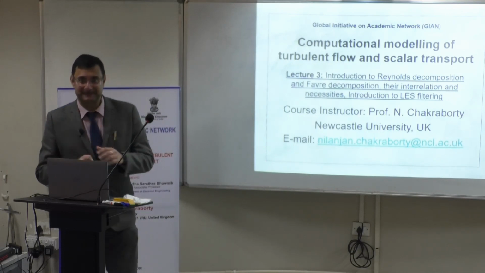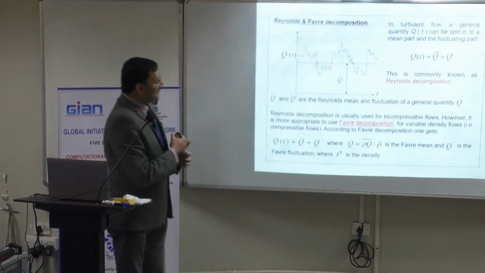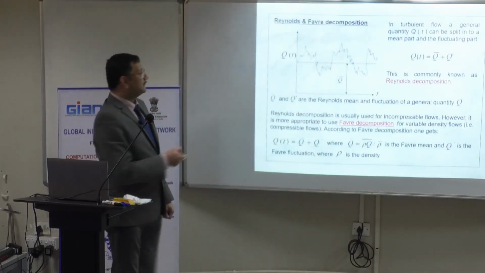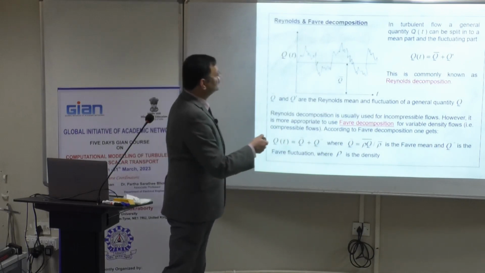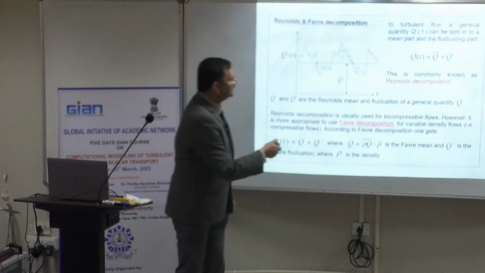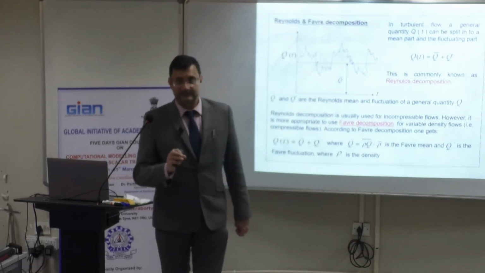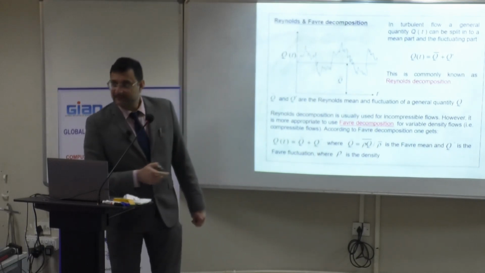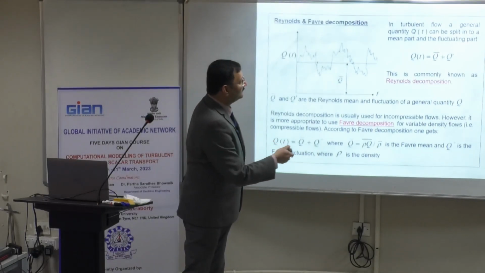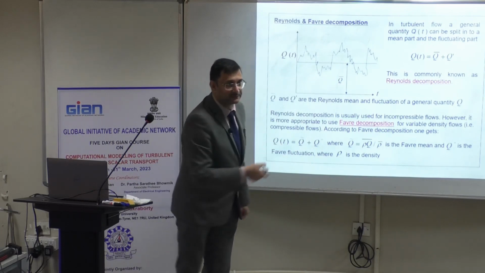And we'll also go into not only Reynolds averaged Navier-Stokes simulation, but also the concept of large eddy simulation in this lecture. So, as I mentioned, if you have a random turbulent signal, one can break it down in terms of a mean quantity and a fluctuating quantity. We discussed that yesterday. This is called the mean component and the fluctuating component, and this decomposition is the Reynolds decomposition.